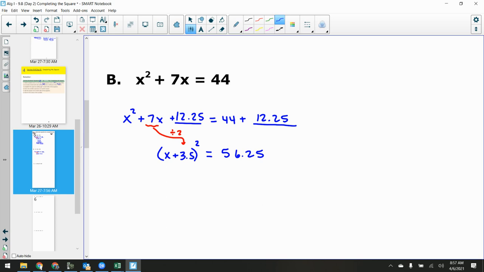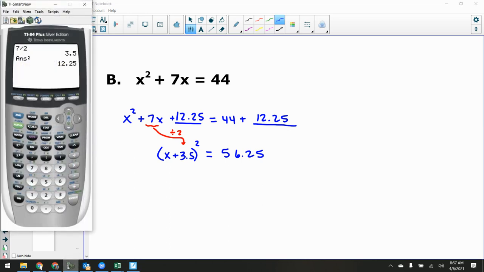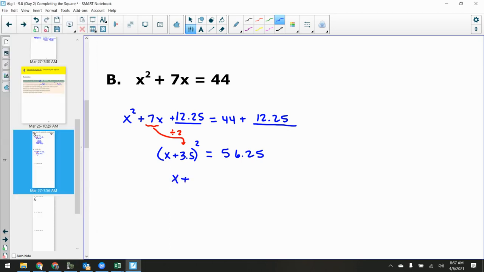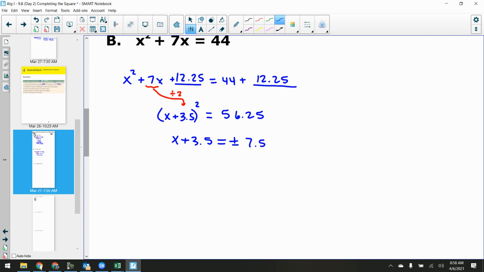And now we go to square root it. So we say the square root of 56.25. 7.5. x plus 3.5 is equal to plus or minus 7.5. And now we subtract over the 3.5. Which gets me x is equal to negative 3.5 plus or minus 7.5.